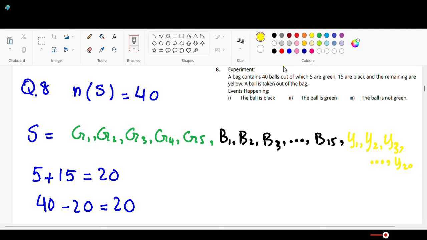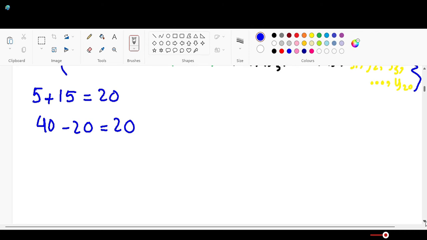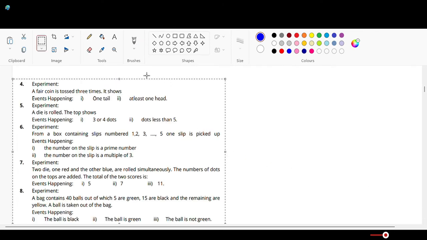So that's pretty much our sample space. I mean, sorry, solution set. What am I saying? Yeah, this is our sample space, and we have 40 balls. Now, what is the first event? Event number 1.